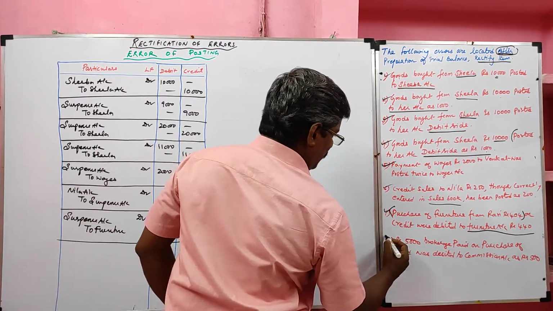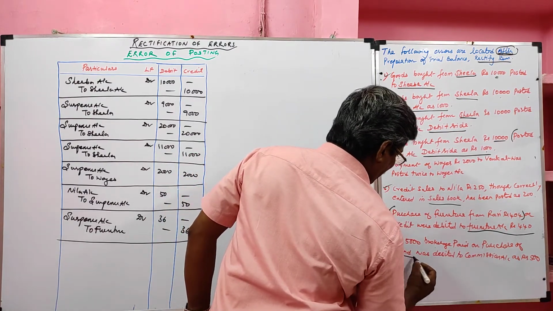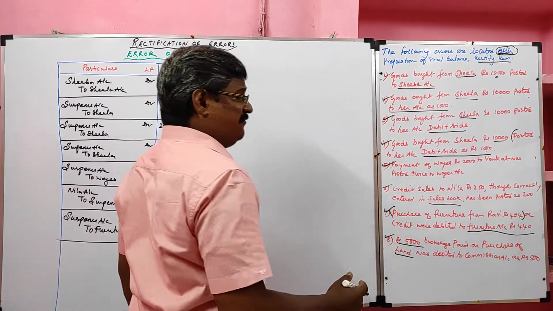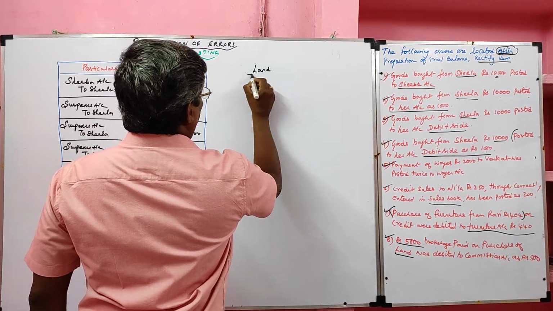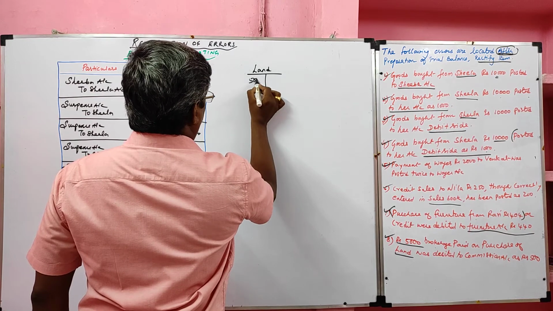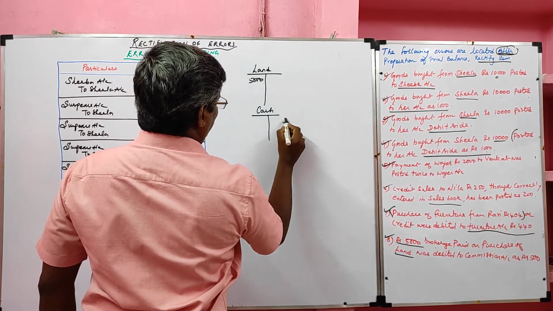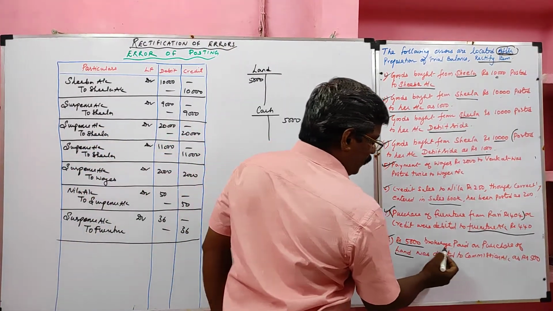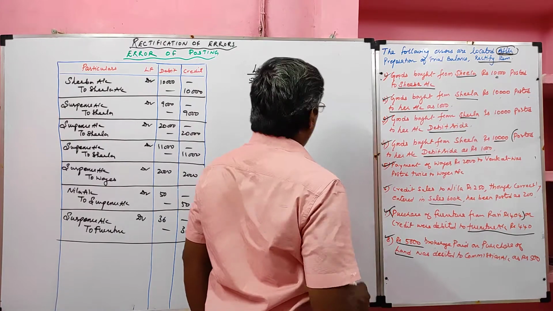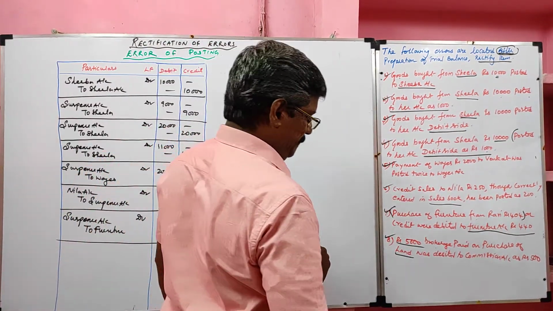8th one. Rupees 5000 brokerage paid on purchase of land. So we bought land, and for that we paid brokerage. So the correct ledger posting is land account debited, cash account credited, since it is a capital expenditure. This is the correct posting.